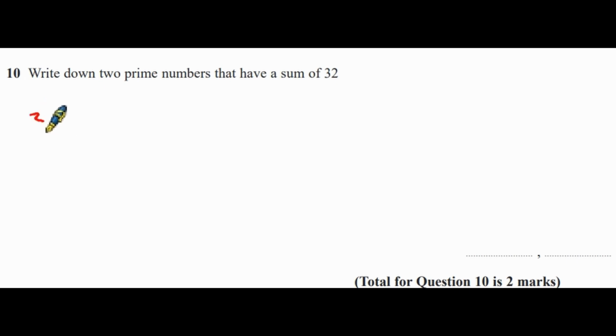The first prime number is 2, then we have 3, then 5, then 7, 11, 13, 17, 19, 23, 29, and 31. Don't forget, a prime number is a number that can only be divided by itself and 1. Now that we have the full list of all the prime numbers up to 32, we need to find out if any of them can be added together to make 32.